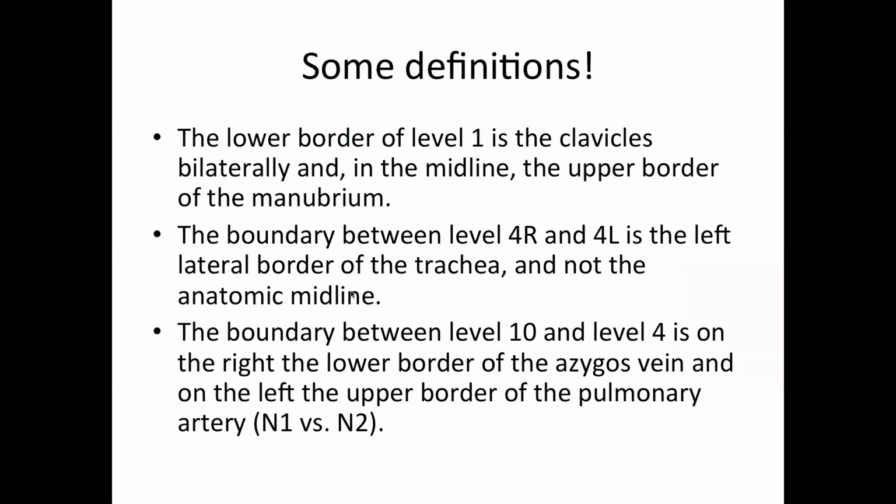Another definition that we need to keep in mind is the boundary between level 10 and level 4 is on the right, the lower border of the azygos, and on the left, the upper border of the pulmonary artery. The reason that's important is obviously this is single digits, N2, double digits, N1. We've got a difference in our stage criteria, prognosis, remember all the things that are going on with that. So we need to know where we're biopsying.